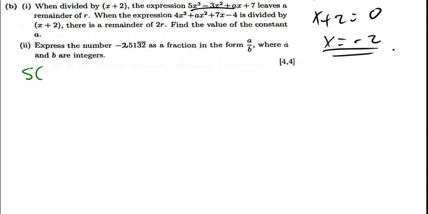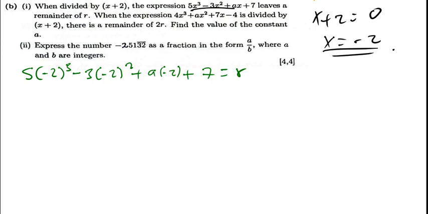5, I plug in negative 2 raised to the power 3, minus 3, then I put negative 2 raised to the power 2, plus a times negative 2, plus 7. This should be equated equal to r. That's the remainder.